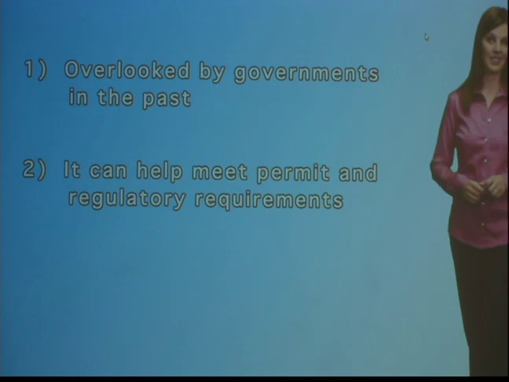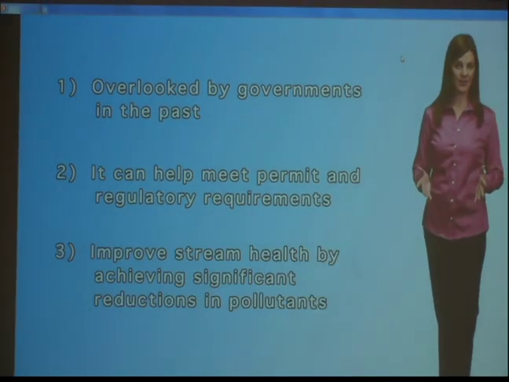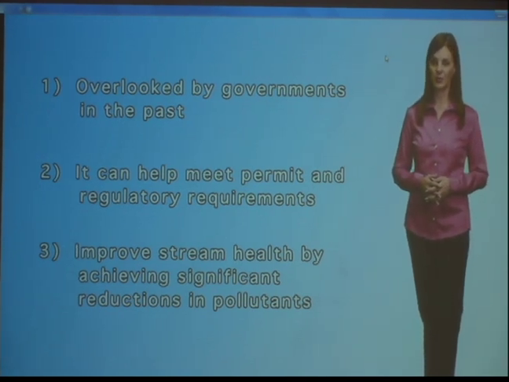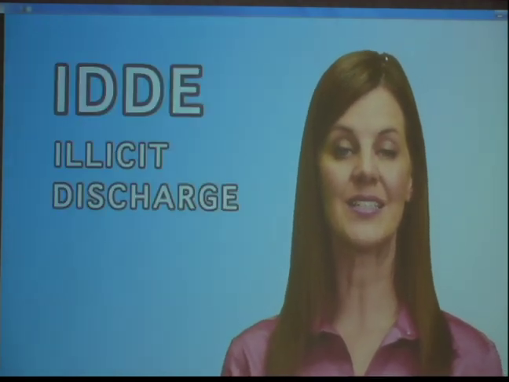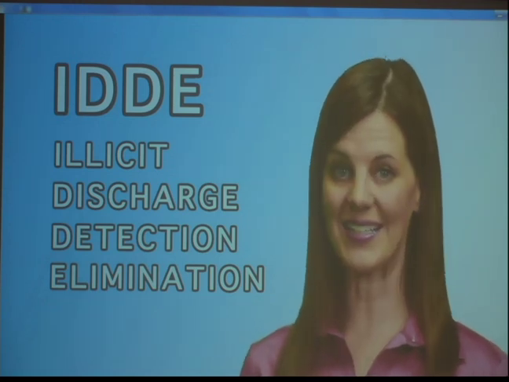Quiz question. What is one of the most cost-efficient practices for finding and stopping water pollution? Here are several hints. Number 1, this practice has been largely overlooked in the past by local governments. Number 2, it can help meet permit and regulatory requirements. And 3, it can improve stream health by achieving significant reductions in pollutants. The answer? IDDE, Illicit Discharge Detection and Elimination. So what exactly is IDDE?